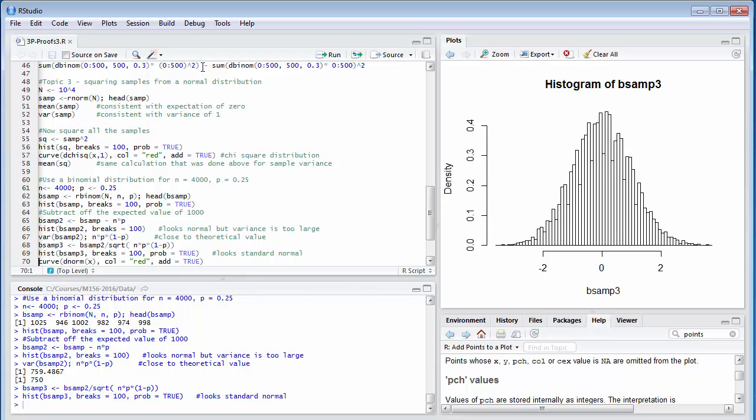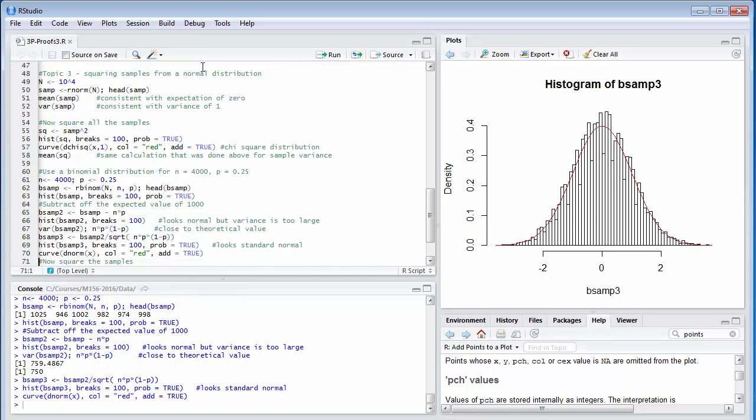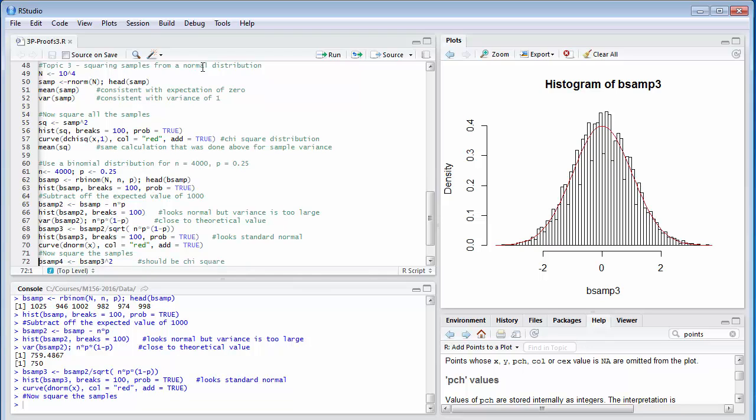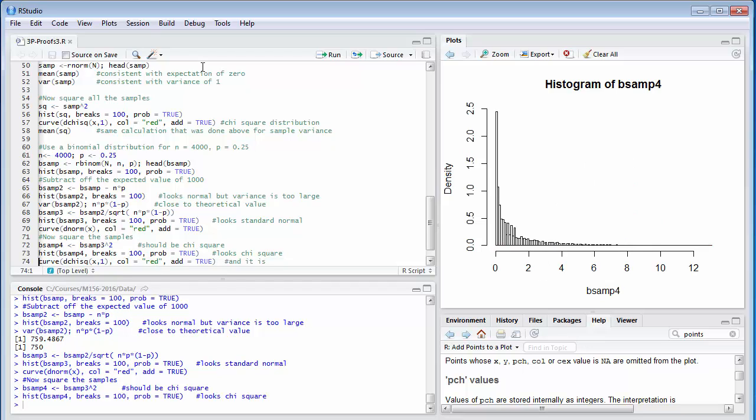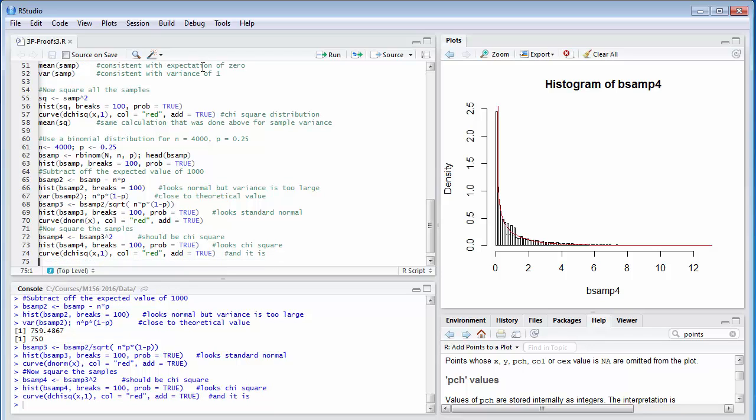If I overlay a graph of the density function for the normal distribution, you can see what a good match we get. Now let's try squaring everything. If we square samples from a normal distribution, they are supposed to have a chi-squared distribution. There's a histogram of what I get when I square the samples and plot them. I will overlay the density function for chi-squared, and the two things match up fairly well.